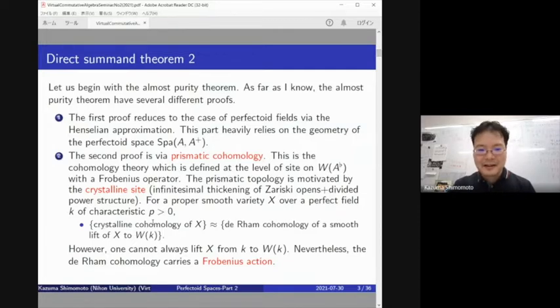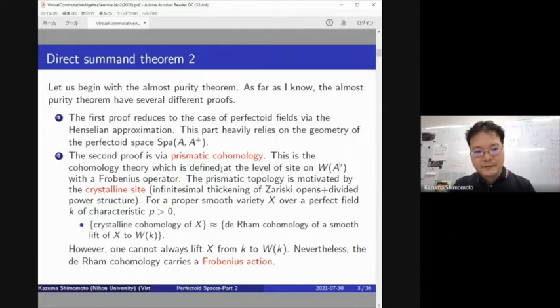And then again, I have skipped from time to time. So let's begin with the almost purity theorem. As far as I know, the almost purity theorem has several different proofs. The first one reduces to the case of perfectoid fields plus Henselian approximation. This proof heavily relies on the geometry of the perfectoid space. Namely, we really need some geometric argument to prove the algebraic statement. I'll also give a precise statement of the almost purity theorem later.